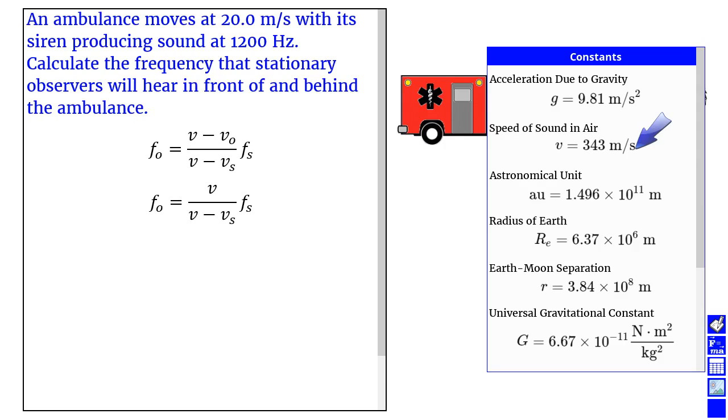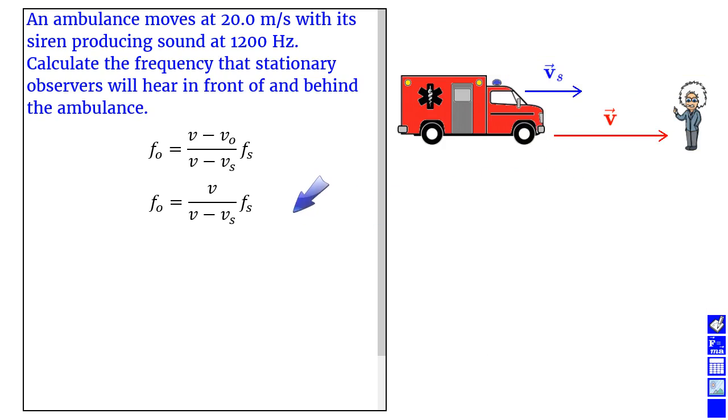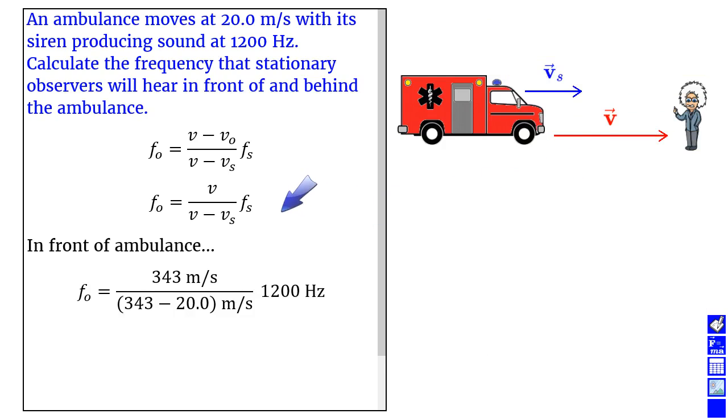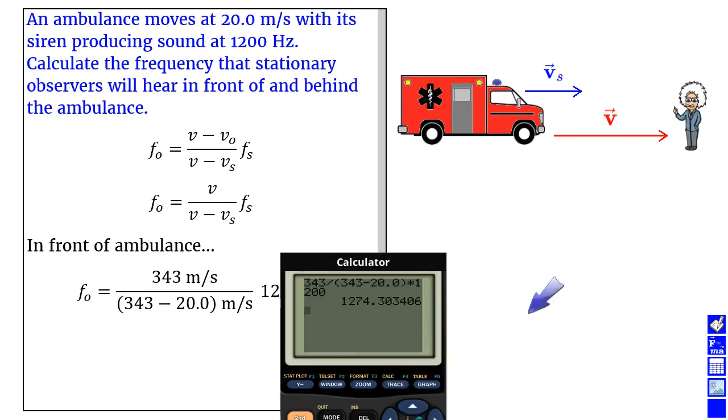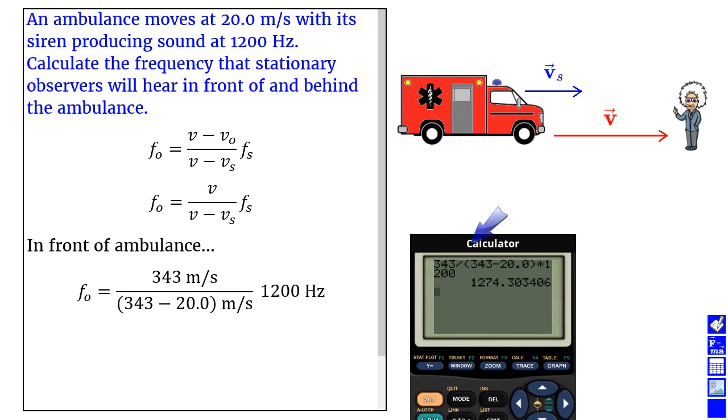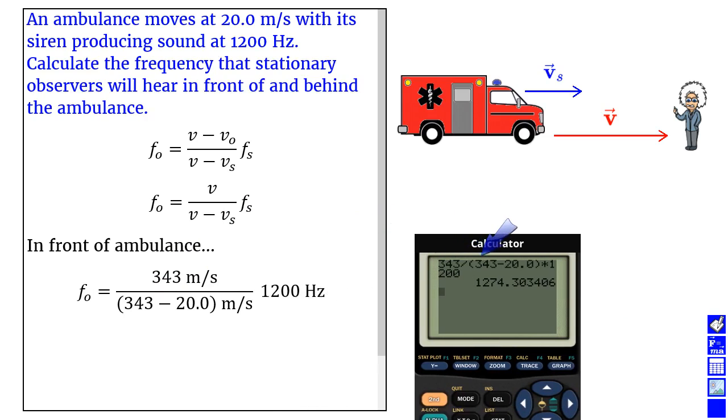So if we substitute the values into the equation, we're going to use 343 in both places for the speed of the waves. We're going to use 20.0 for the speed of the source, and we're going to use 1200 hertz, the frequency of the source given in the question. So we'll type this expression into our calculator: 343 divided by 343 minus 20.0 and then times 1200. And the calculator tells us that the observed frequency is 1274 hertz. Or if we round to 3 significant digits, 1.27 kilohertz.